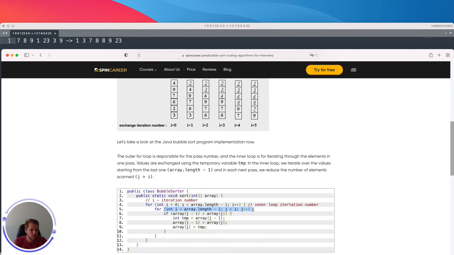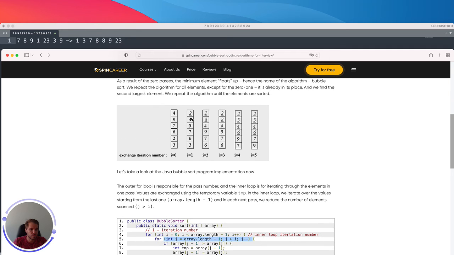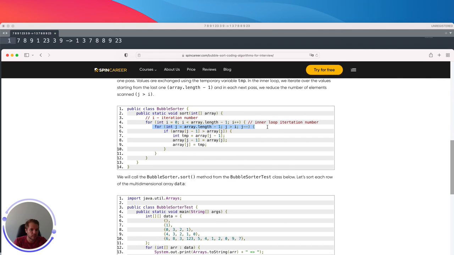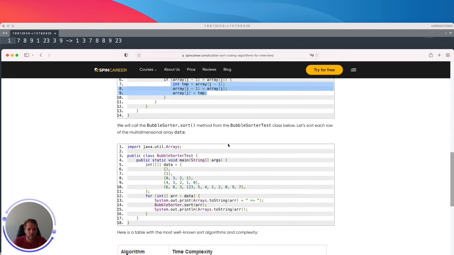So j, which is the loop identifier, has to be bigger than i, so that we don't take these two numbers, we don't take these three numbers, we don't take these four numbers while we're doing that comparison in order to swap. So that's the trick, right? And then if the last one is smaller than the one before the last one, we do that swap. There are three lines of code that do that tricky step, the swap, right?